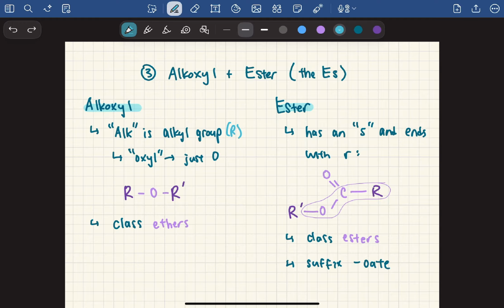And the naming becomes kind of complicated because ether becomes the middle part of the word, and depends a lot on what the R's are, so I've just excluded that since we don't actually have to know that.